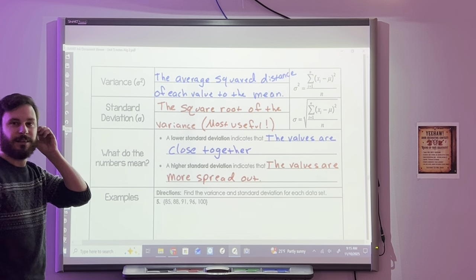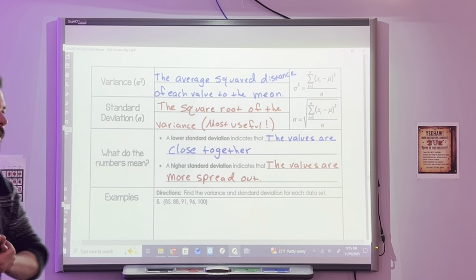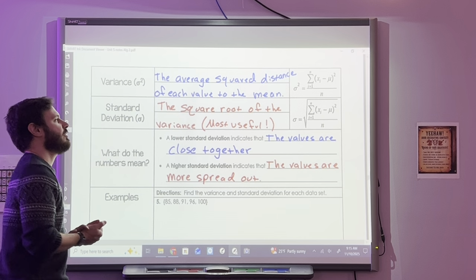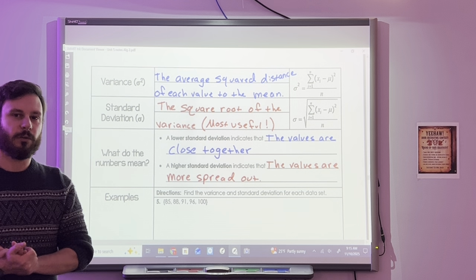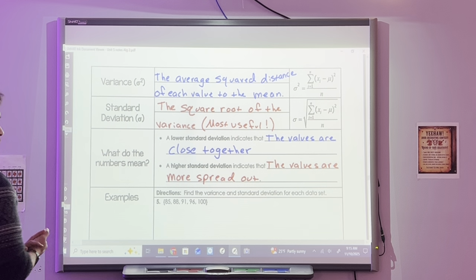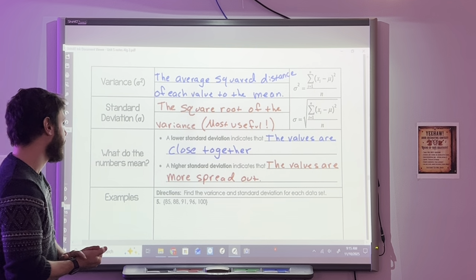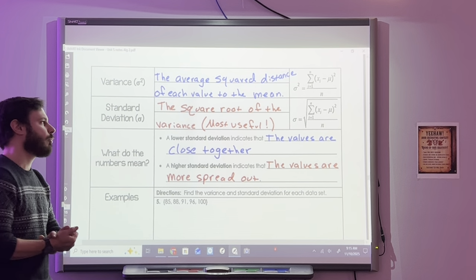All right, now we go on to the variance and the standard deviation. The variance is the average squared distance of each value to the mean, and don't be worried about that formula. We're not going to be using it. That's a crazy, crazy formula. That's calculus. If you get to calculus, that's how they derive this. The standard deviation is the square root of the variance.